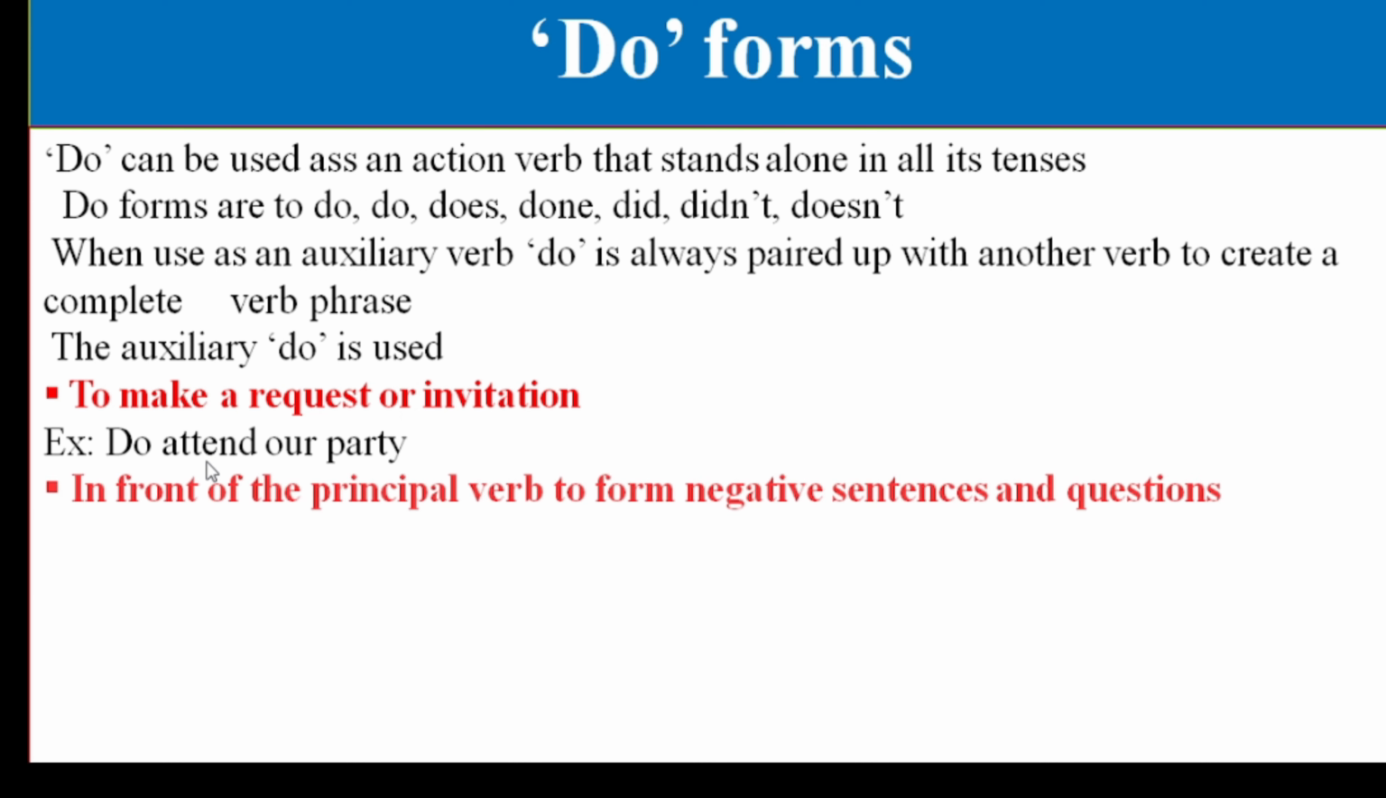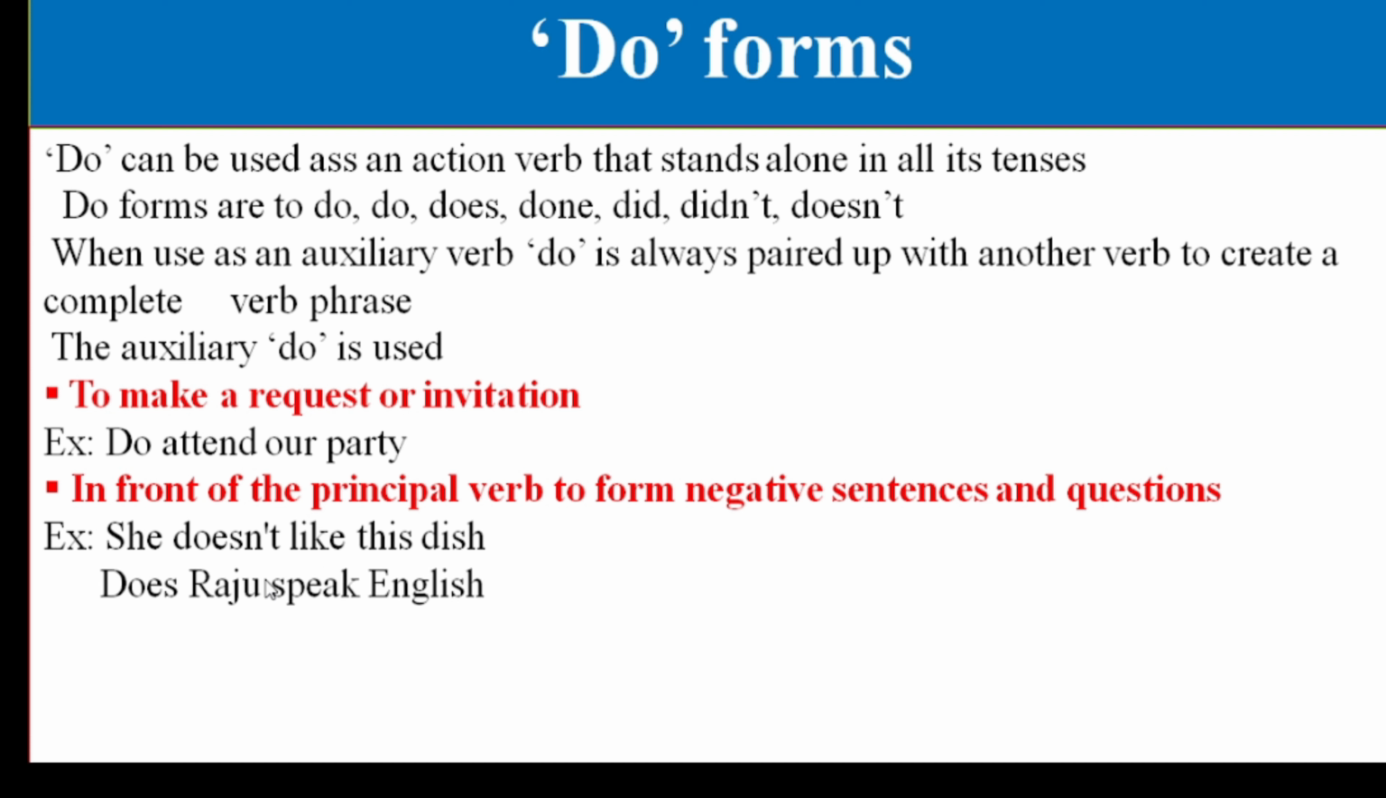Now, do is used in front of the principal verb to form negative sentences and questions. So this is in front of the main verb, that forms negative sentences and questions. Look at the example. She doesn't like this dish. So she is a third person, right? So the do form is doesn't. Now another sentence, that is, does Raju speak English? This is for questioning, interrogative.